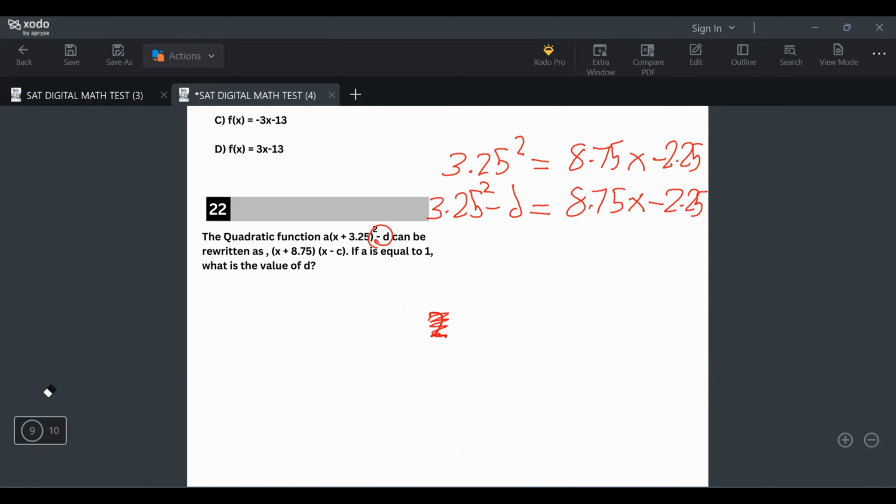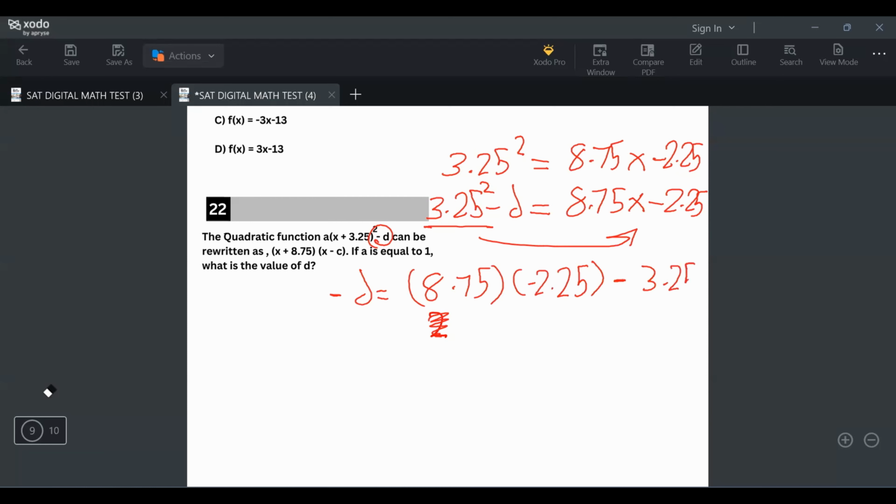Okay, so what we're going to do is move 3.25 to the power of 2 to the other side. So we'll have negative D is equal to 8.75 multiplied by negative 2.25 minus 3.25 to the power of 2. Plugging that into your calculator to find the value of negative D. So just let me plug in the values.